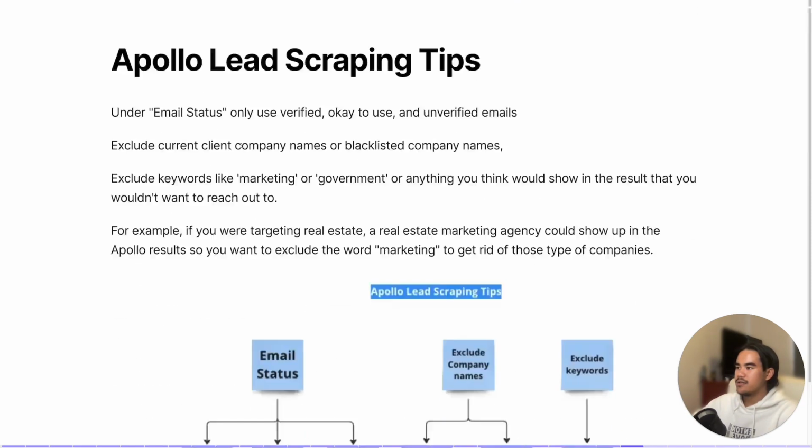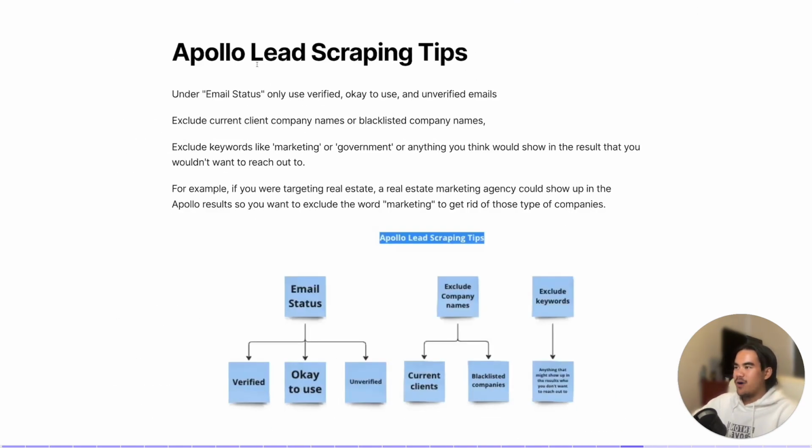It has a huge database, pretty reliable. Highly recommend. In terms of Apollo lead scraping tips, under email status, only use verified, okay to use, and unverified emails. You don't want to use anything else. You also want to exclude current client company names or blacklisted company names, obviously tailored to you, because you don't want to be reaching out to your current clients, because you're already working with them and you're just going to annoy them, right?